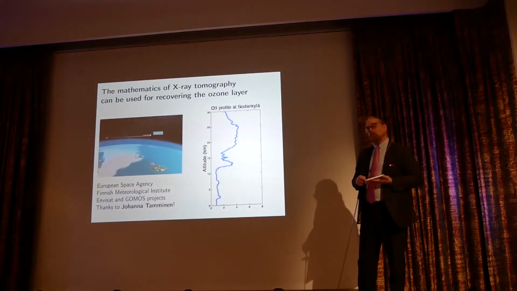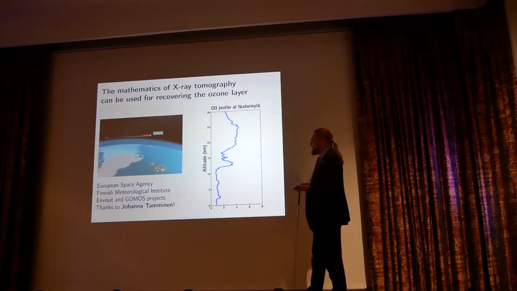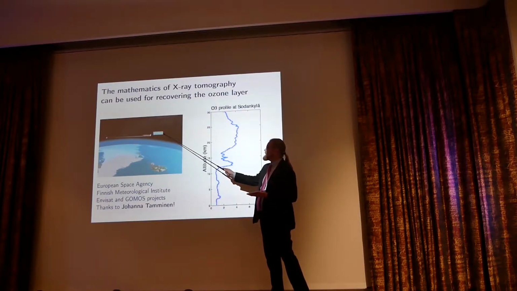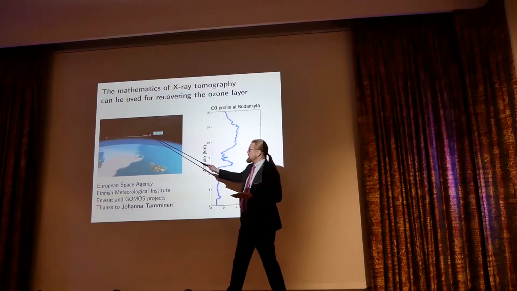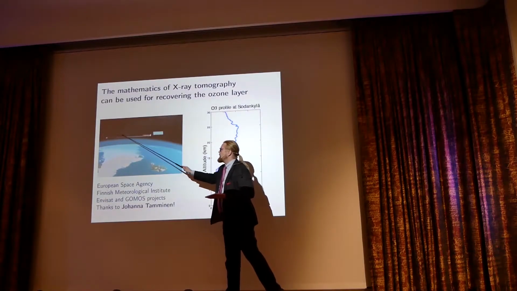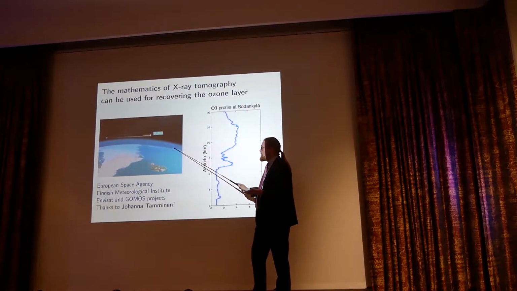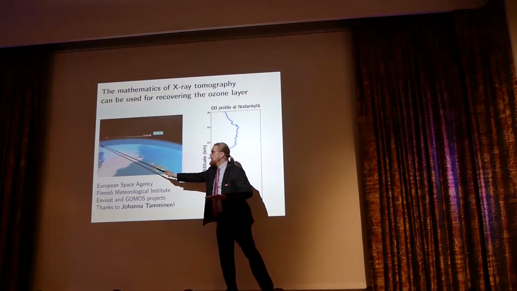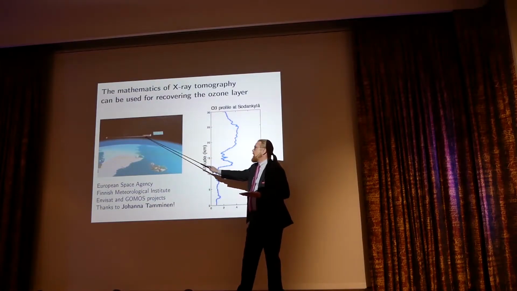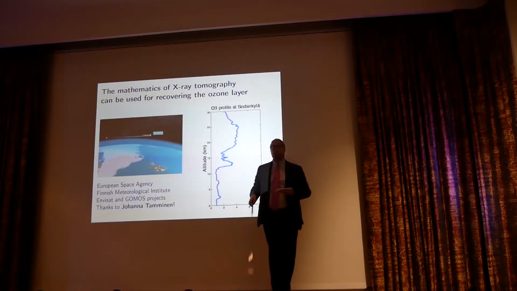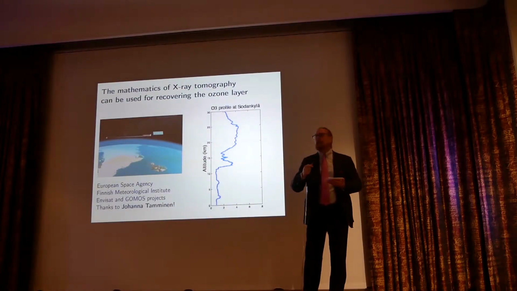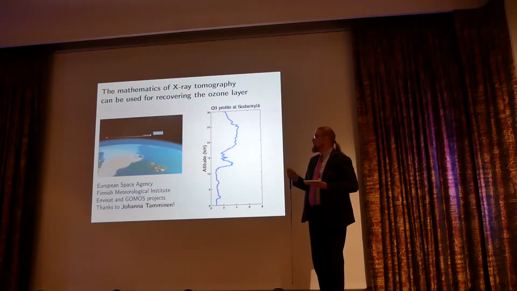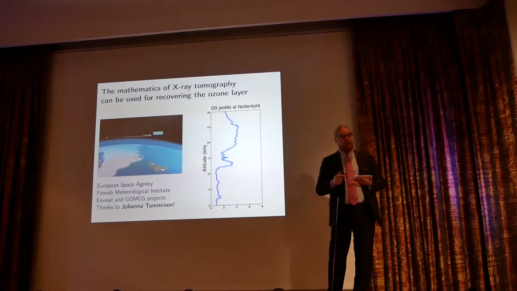Another visible light problem is this Envisat satellite that for many years measured the ozone layer in space. What it did, it looked at some star, and when the satellite is going around the Earth, the star is setting down behind the horizon, and the satellite could measure how strongly different colors of light were attenuated when they travel through the atmosphere.